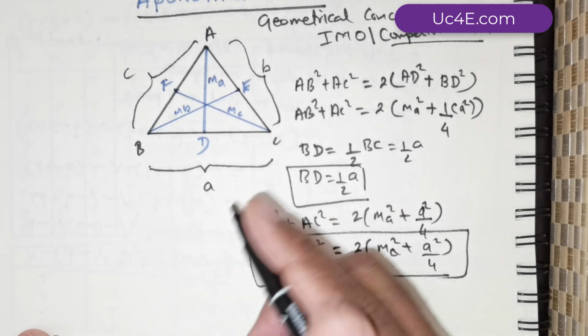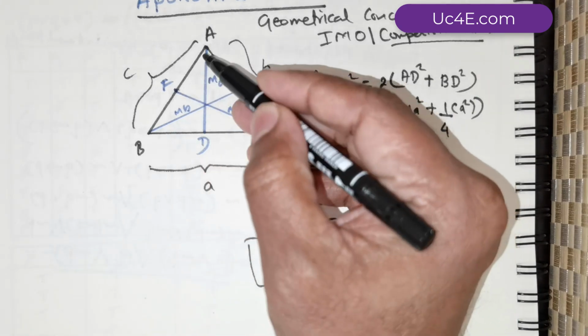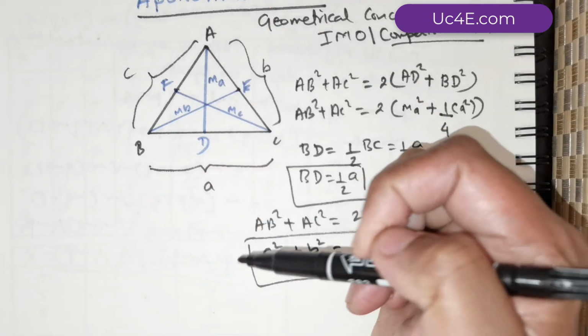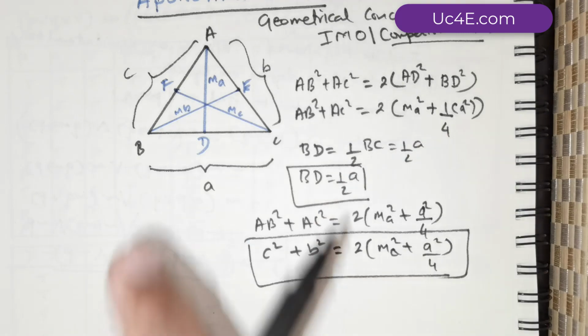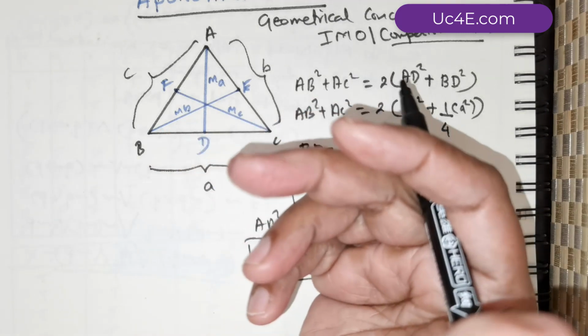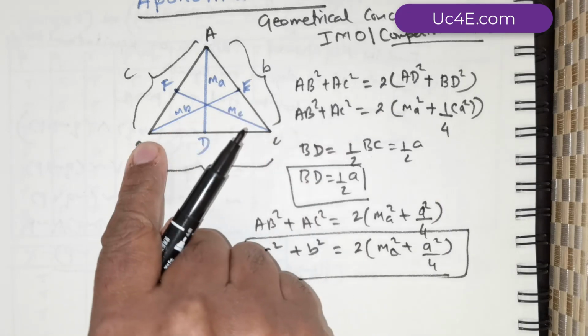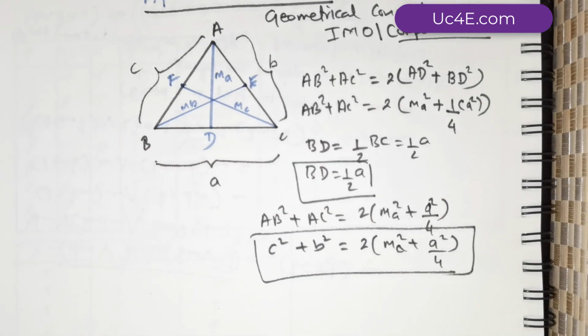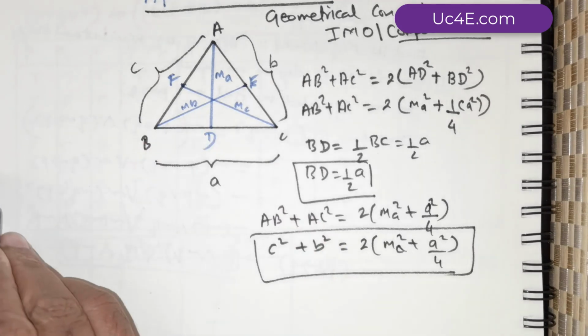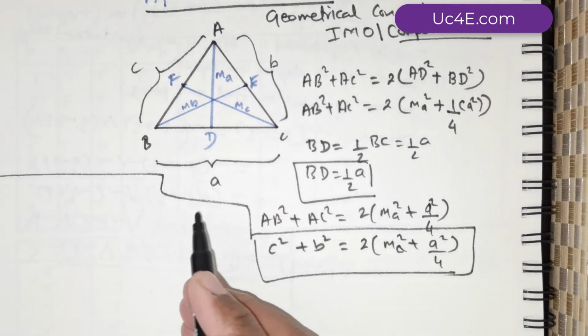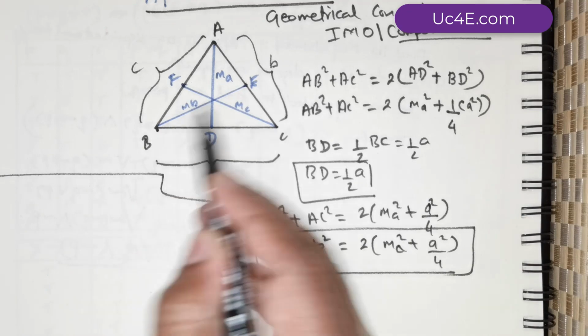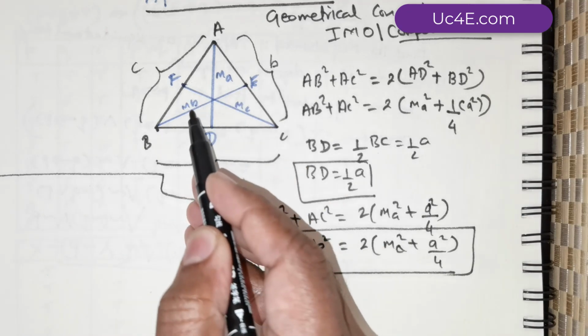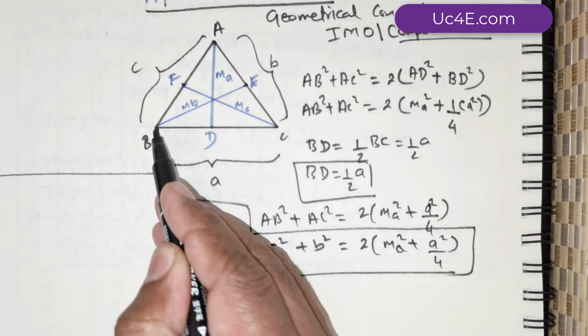In fact, I have just given you this for AD. You can extend this for any median. In fact, let me just show you this median. So this is coming from B, right? So how do I write the formula? So let me use this part of the space. So I'm interested in calculating MB. I don't know what MB is, but it's coming from the vertex B.